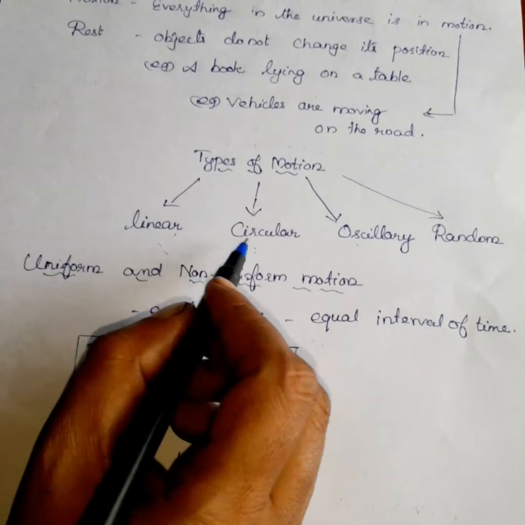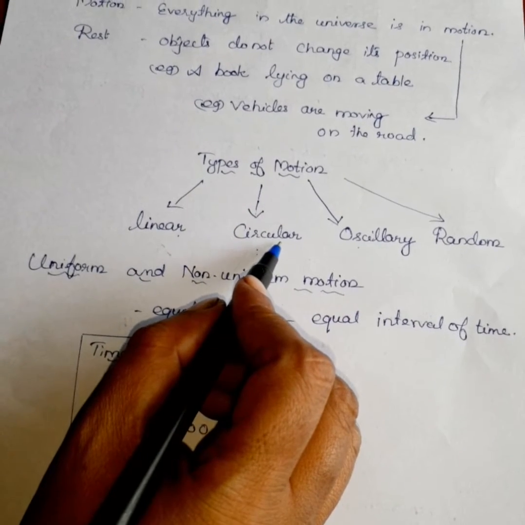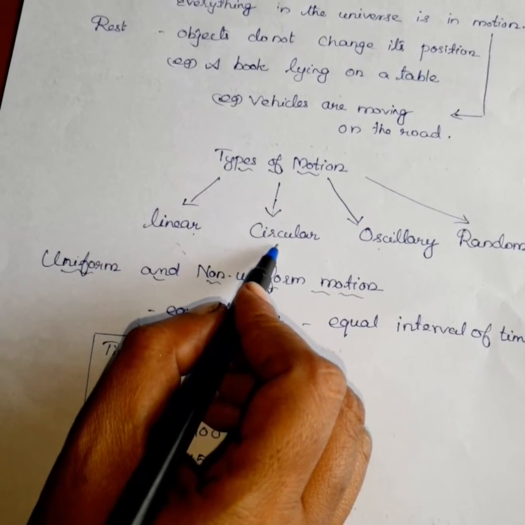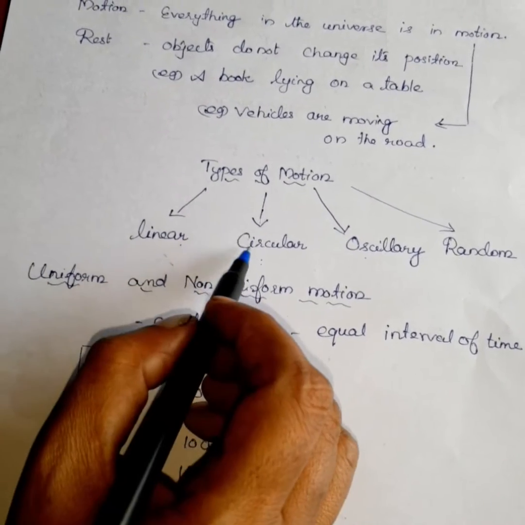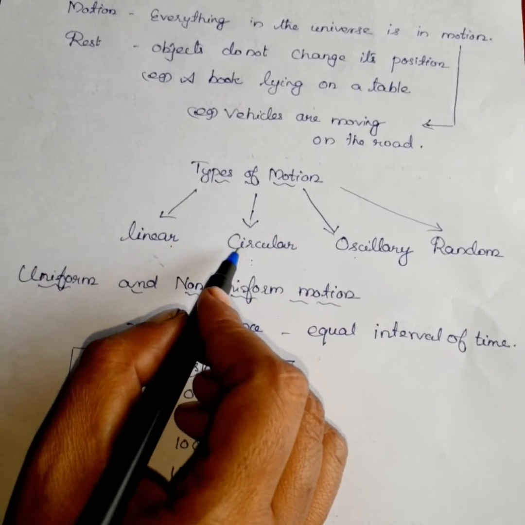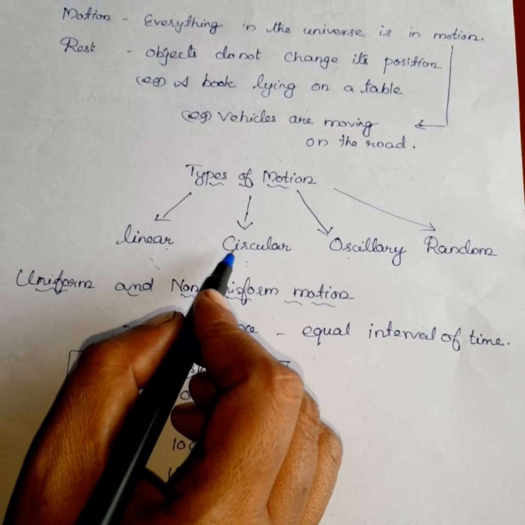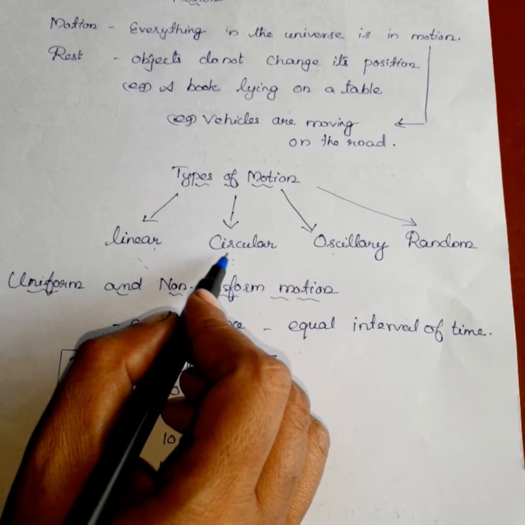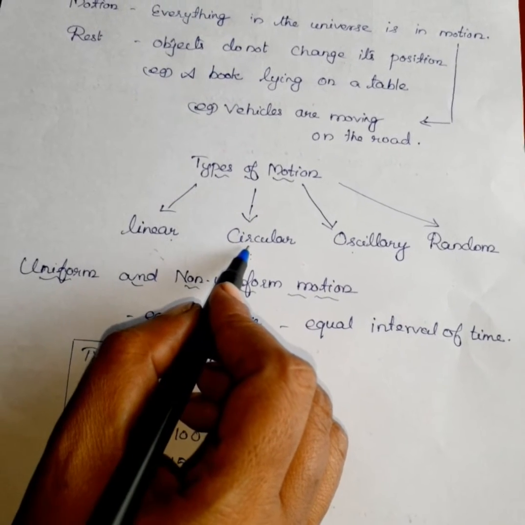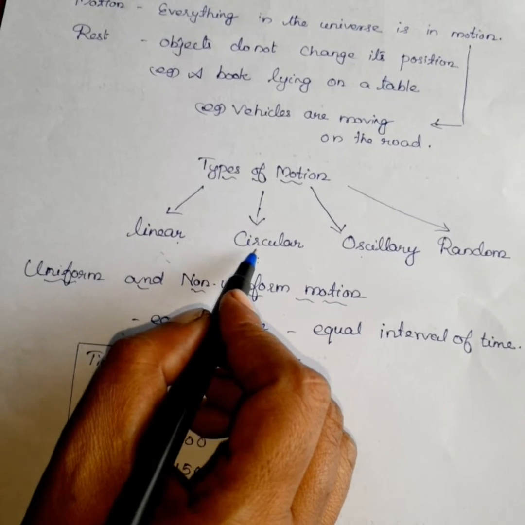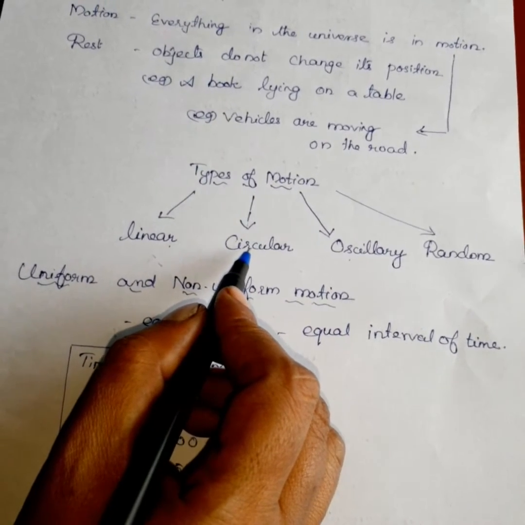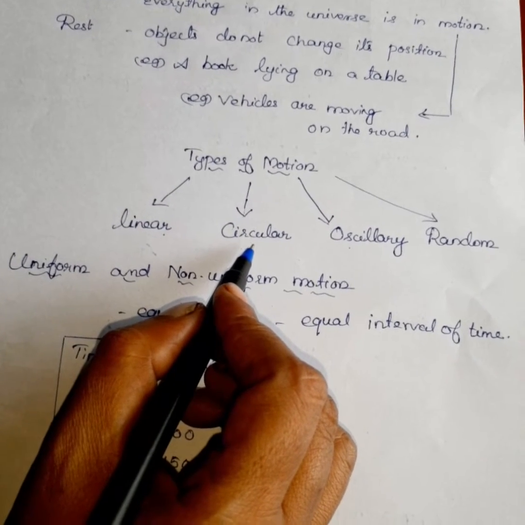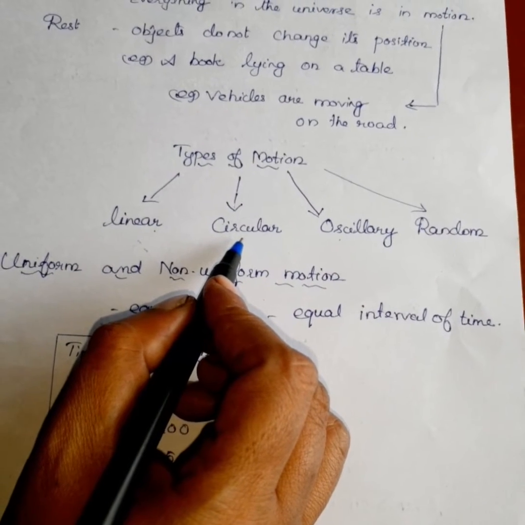Next, you are going to study circular motion. Motion along a circular path is called circular motion. Examples: the earth moving around the sun, the moon moving around the earth, and electrons revolving around the nucleus. These are examples of circular motion, which you already know.